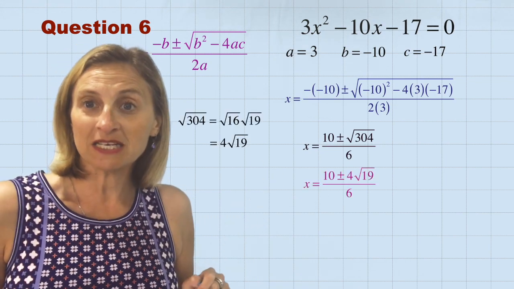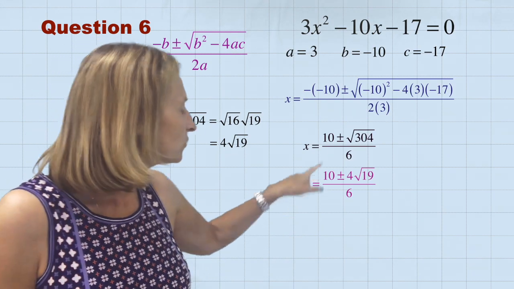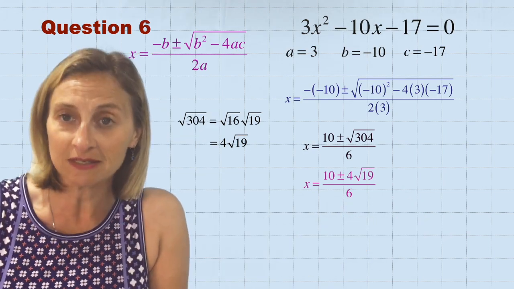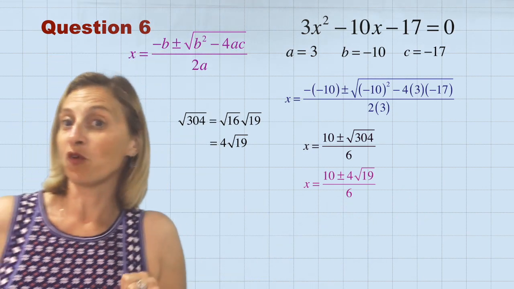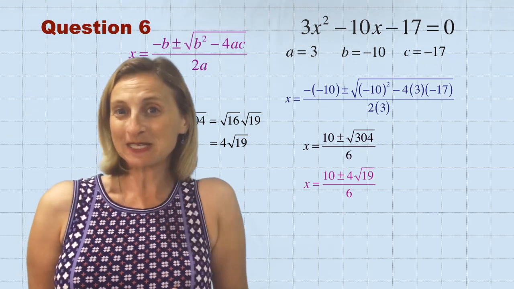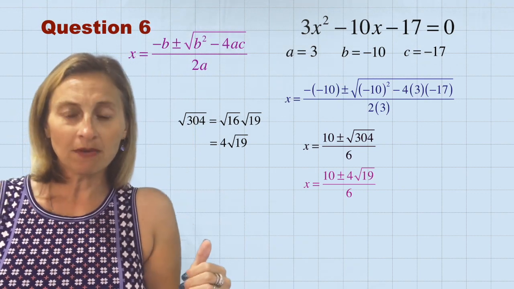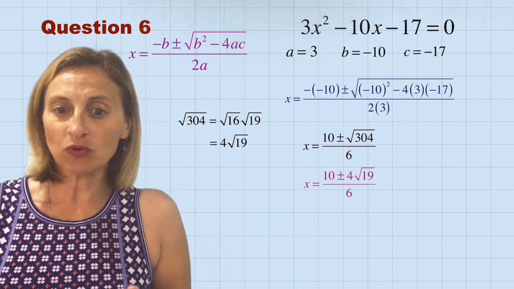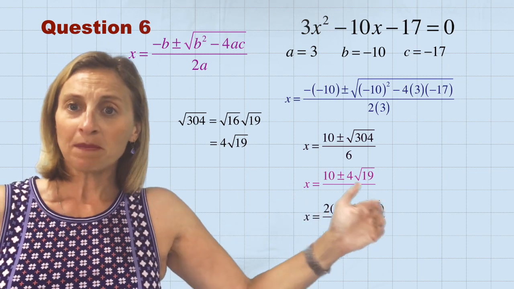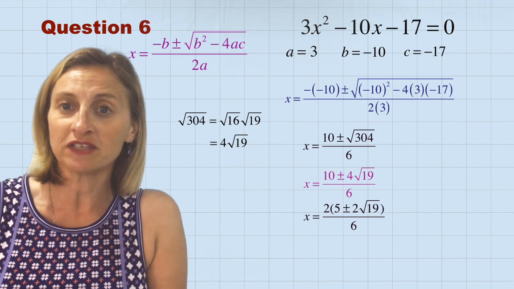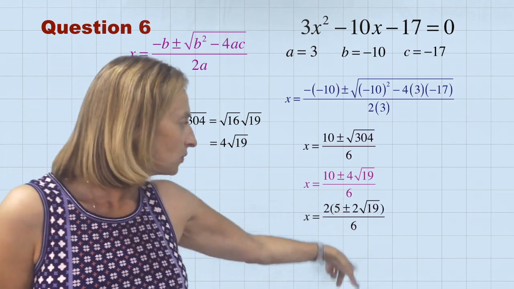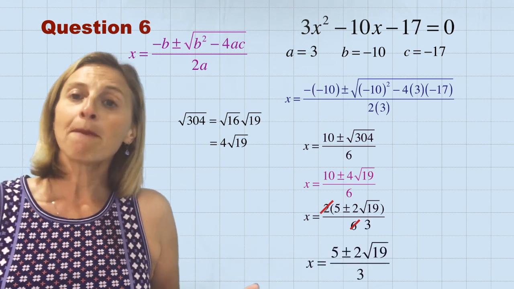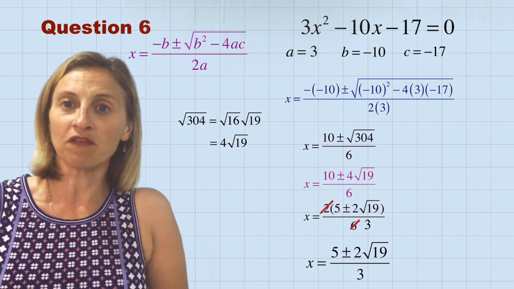Now we have to simplify the bit inside the square root. So we have x equals 10 plus or minus 4 root 19 all over 6, because 16 times 19 is 304. That's a tricky one, isn't it? Did everybody spot that? I can look at the top and the bottom. I should be able to see that I can factorize out a 2 from the top. So I have x equals 2 bracket 5 plus or minus 2 root 19 all over 6. I can then cancel the 2 into the 6, which goes 3 times, and then what am I left with? x equals 5 plus or minus 2 root 19 all over 3.